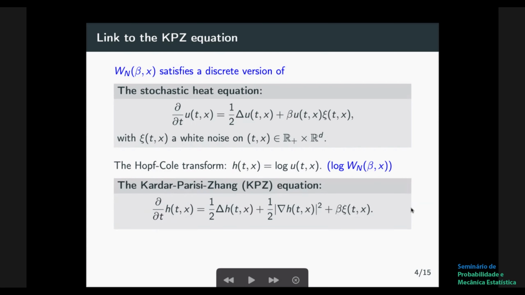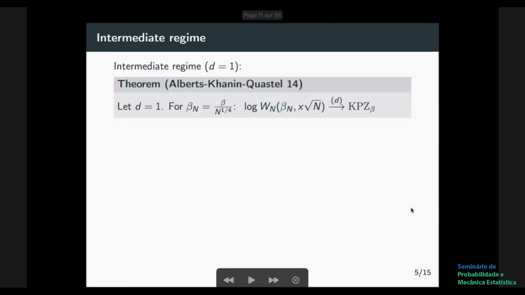So this is what I wrote. In higher dimension, it doesn't really make sense. But in dimension 1, you can really formulate a link between the discrete polymer I introduced before and the KPZ equation that just appeared.